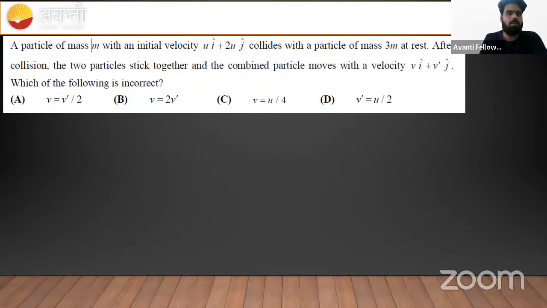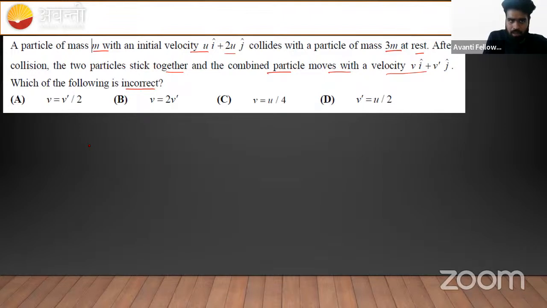In the next problem, a particle of mass m, whose initial velocity is u i cap plus 2u j cap, collides with another particle of mass 3m, which is at rest. After the collision, they stick together and the combined system moves with a given velocity. We have to find the incorrect statement. Guys, in this type of question, we have to see what is asked in the problem. Here we have to find the incorrect answer.